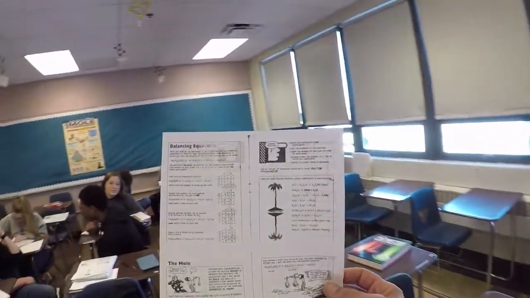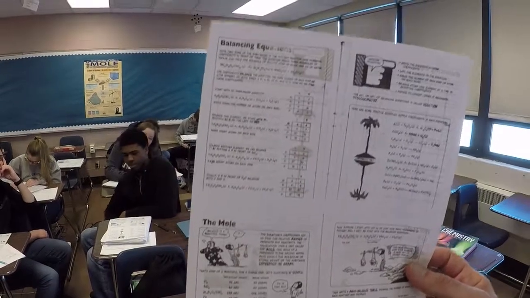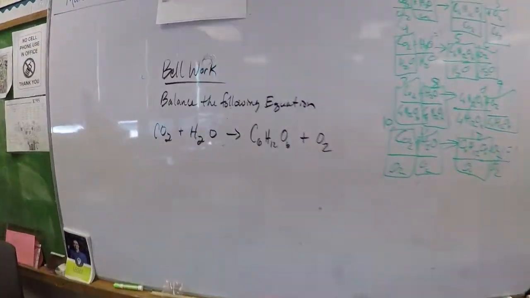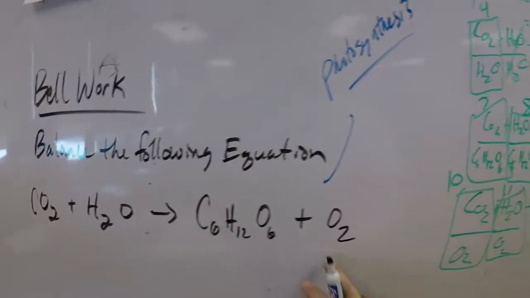We did on Tuesday, the balancing equations. More than one way to do it. You've got the chart method. So we're trying to balance this equation. This is the photosynthesis equation. You're making oxygen.